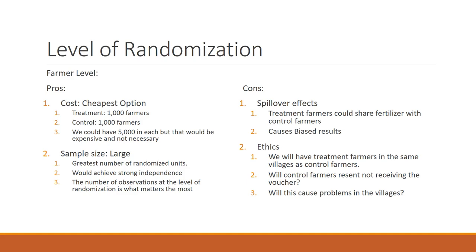So one of the cons of randomizing at the farmer level is spillover effects. The treatment affects not just the treatment group, but it also affects the control group. That's a downside. The reason that occurs is because when we randomize at the farmer level, it's possible that you will get a treatment farmer and a control farmer that live very close to each other. They interact with each other, and the control farmer can be affected by the fact that the treatment farmer has the intervention. So that's a con.